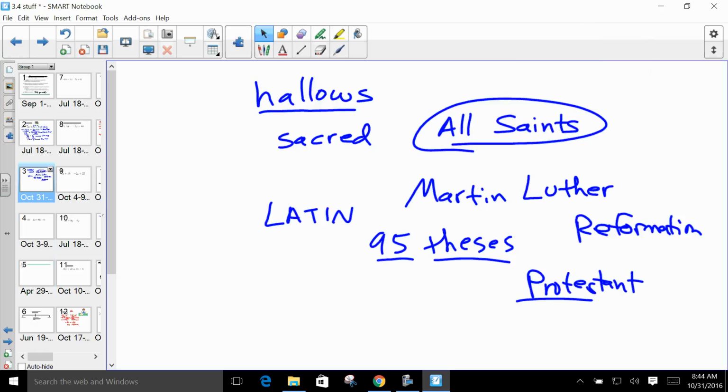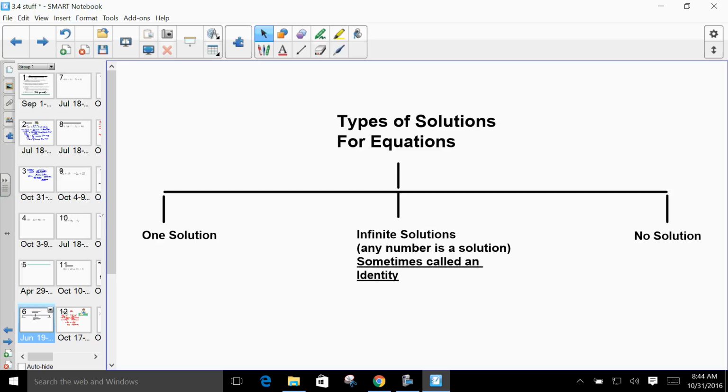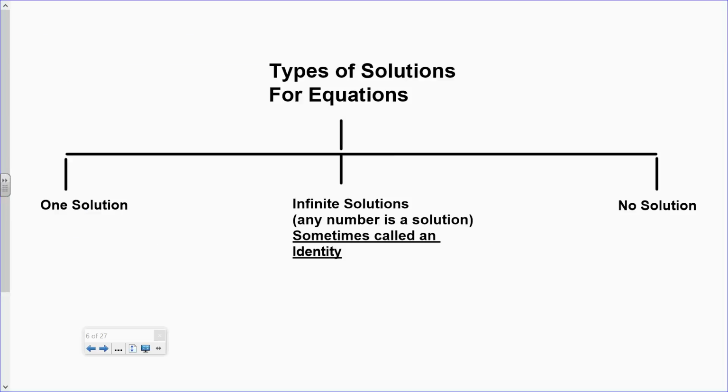Let's start off with a thinking map. Here we are. Going to make a nice big thinking map, just 3 branches. This thinking map is called types of equations, types of solutions for equations. You're going to be held responsible for 3 types of equations: equations with one solution, equations with infinite solutions, and equations with no solution. Can you imagine that? There's actually equations with no solution, where you can't get the variable by itself equaling a number.